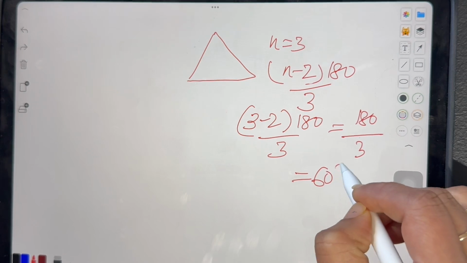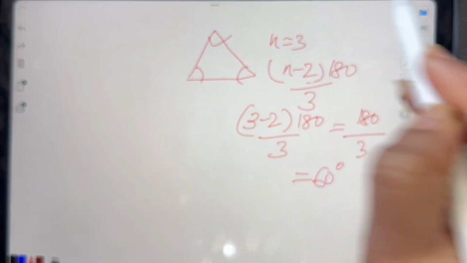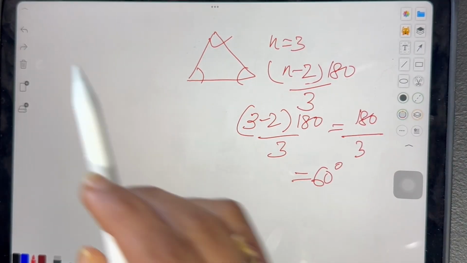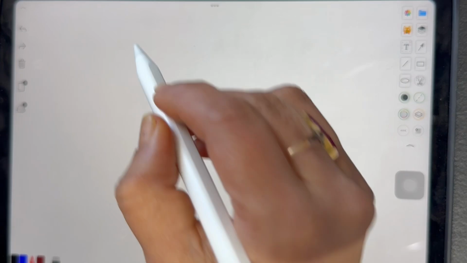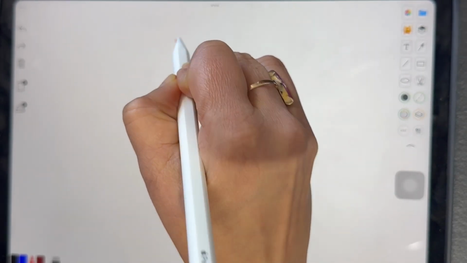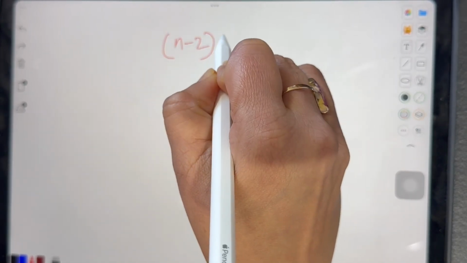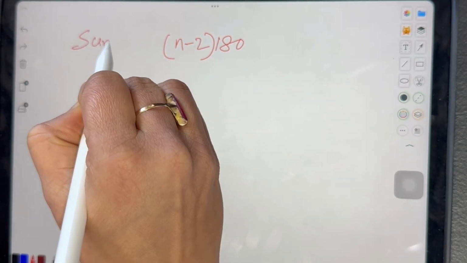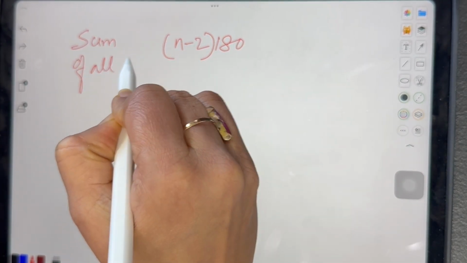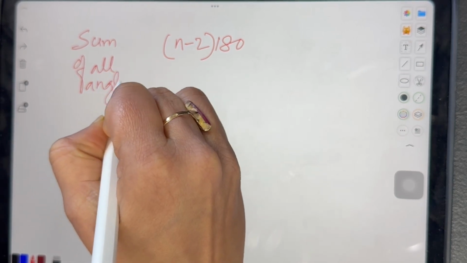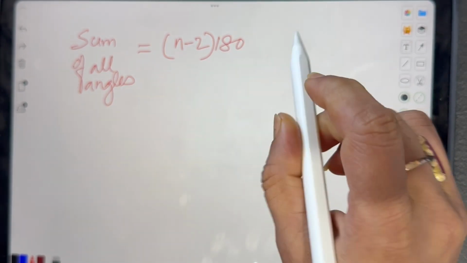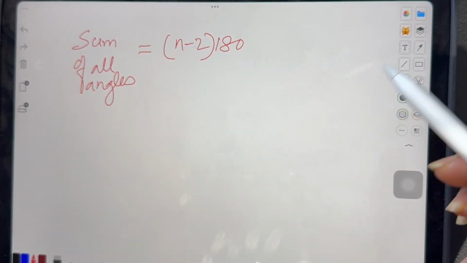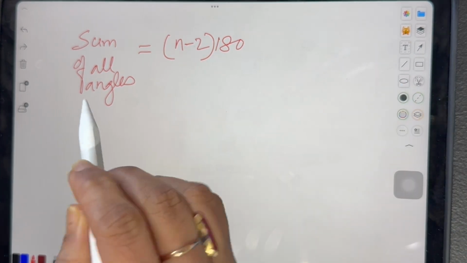So angle is 60 degrees. See, each angle of an equilateral triangle is 60 degrees. I hope you guys understand two formulas. Till now we did two formulas. One is for the sum of all angles of any kind of polygon. This is the sum of all angles of any kind of polygon. Any kind of polygon means it could be regular or not regular.